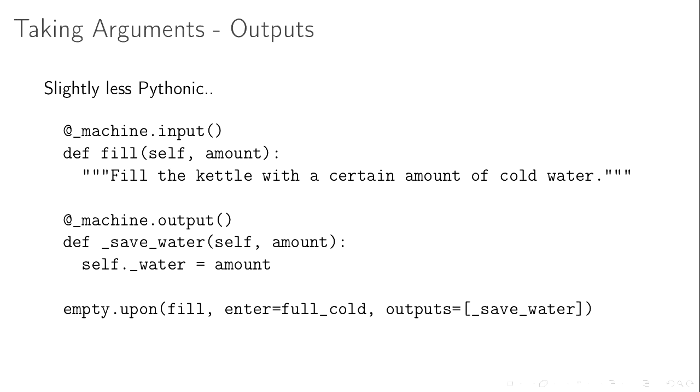So it's very simple to wire that save water function in, and it's the same state transition as before. So when we're empty and we receive a fill, we enter the full cold state and we run the save water function. And that will just mean that save water gets run once the machine input is validated as being correct.